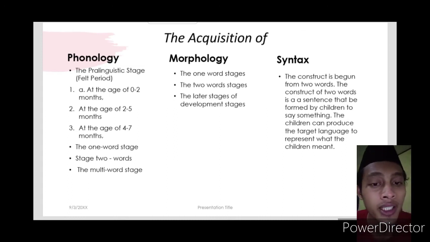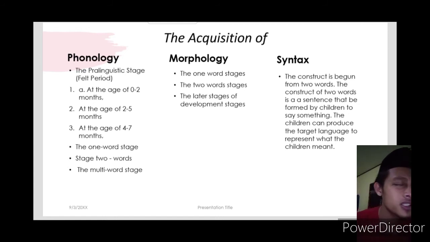Or, for example, action and location. Children say "sit chair." There are two words, sit and chair, but adults will say "sit on the chair." This stage is also called telegraphic. It means that little function morphemes are omitted during this stage, and even after the child produces more than two words at a time.